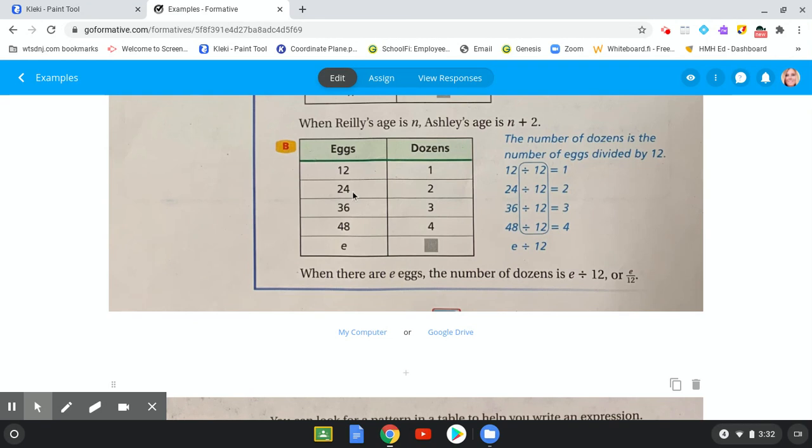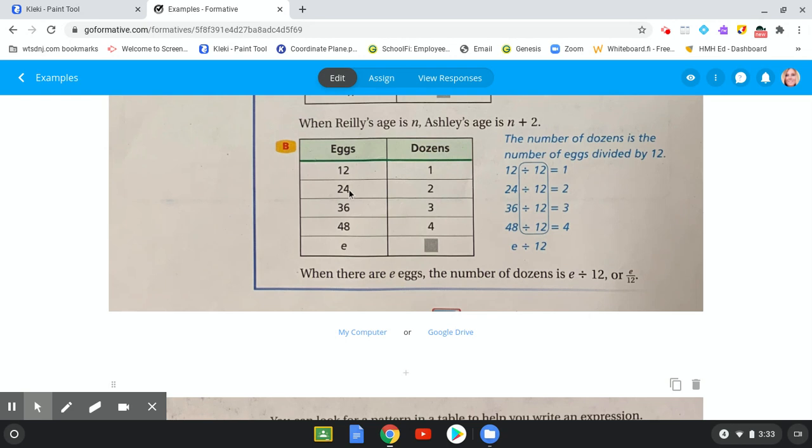Let's see if that works for 24. If I take 24 and I subtract 11, would I get 2? Nope, the answer is no. So I know that my algebraic expression is not going to include subtraction. So now, because I'm going from a larger number to a smaller number, I'm going to try division. Well, 12 divided by what is going to give me 1? Well, 12 divided by 12 equals 1.